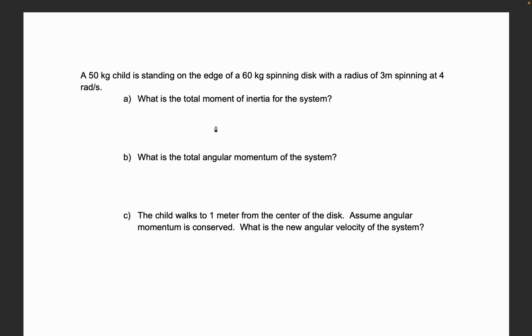Let's solve this angular momentum problem. So we have a 50 kilogram child on the edge, so it's going to have the same radius as a 60 kilogram spinning disk with a radius of 3 meters and is spinning at 4 radians per second. What is the total moment of inertia of the system?